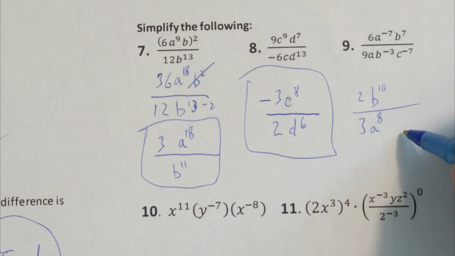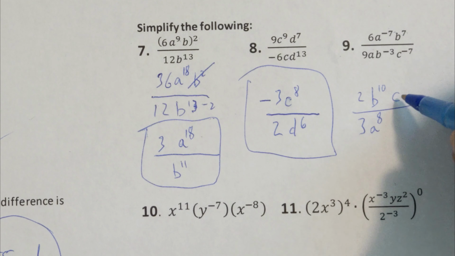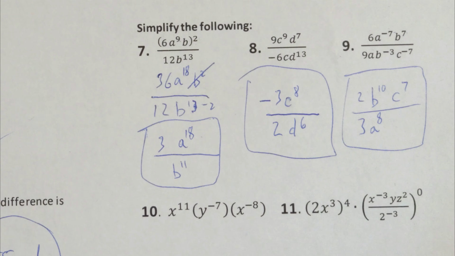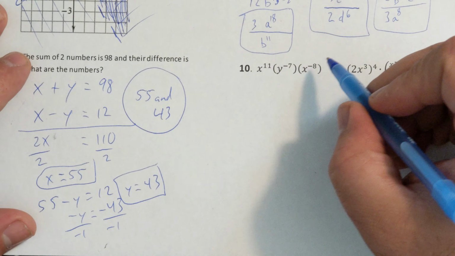And then for the c value, you don't want to leave it on the bottom because that's a negative exponent. You want to move it to the top to make it a positive 7 for that exponent. After that, there's nothing else we can do. We stop right there. Number 10.